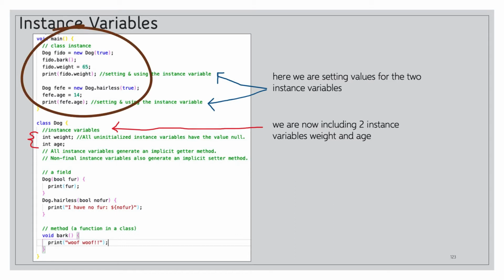So up here, let's take a look at what we do with these. We are setting values for the 2 instance variables, hence the setter method, the implicit setter. We have an instance called Fido. We have fido.bark. Then we also have fido.weight. Now we're making use of one of the 2 instance variables and we're setting it to 65. And then we can get the result. Fido.weight, when we print it out, will print out 65. Here on our second named constructor, dog.hairless, we are using the other instance variable age. And then fefe.age, our other instance variable, equals 14. We print it out, it will print out 14.